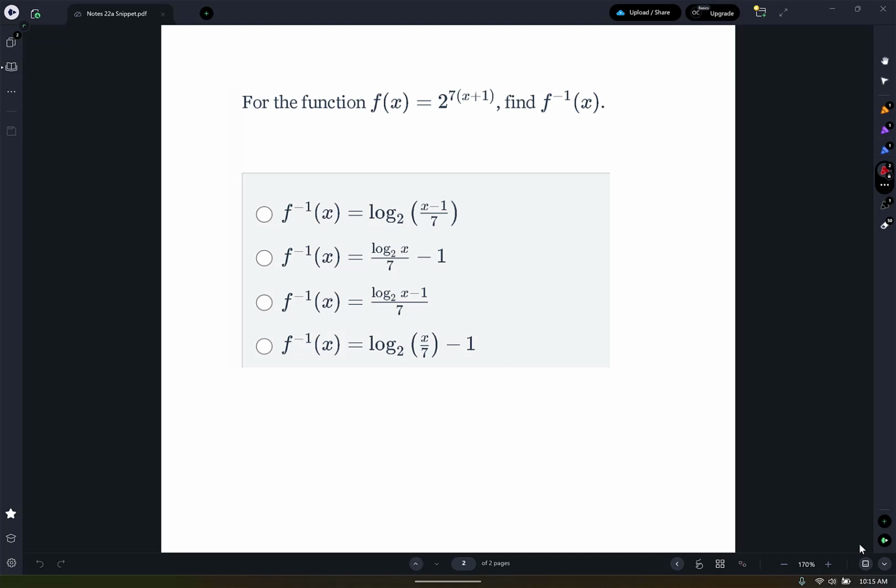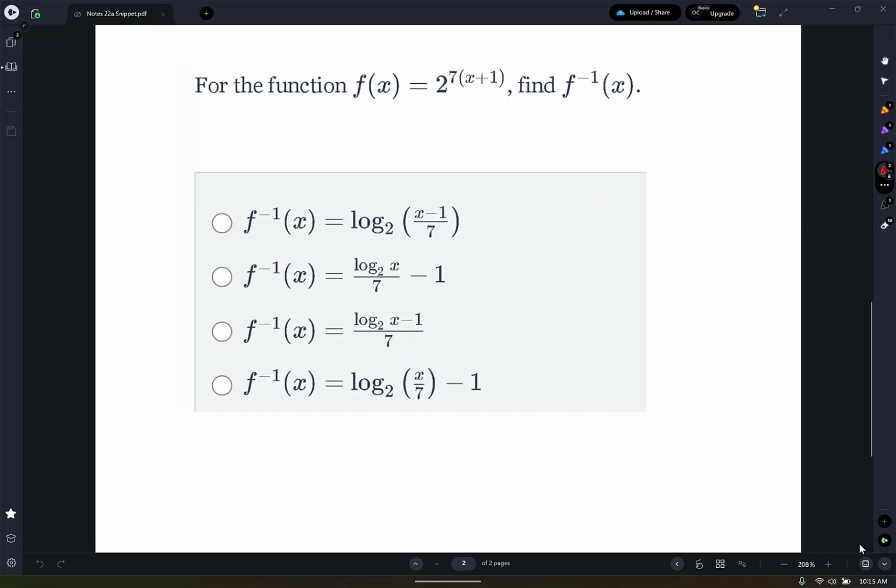All right, crew. So here's a quick snippet of how to take the inverse function of 2 to the power 7 to the x plus 1. So it's pretty straightforward. You just got to know one little rule. If you're using natural log, you just got to know this rule. It's a change of base rule.